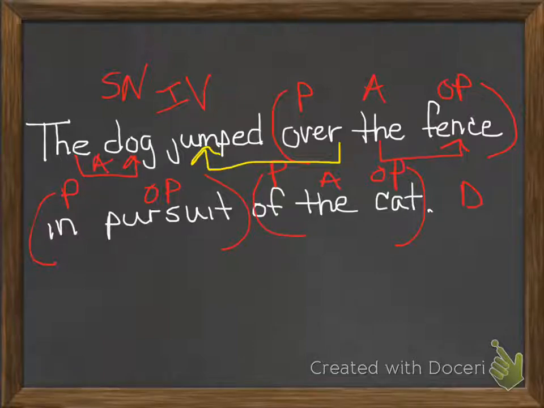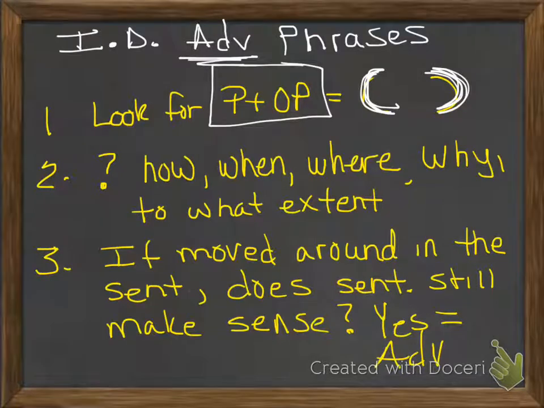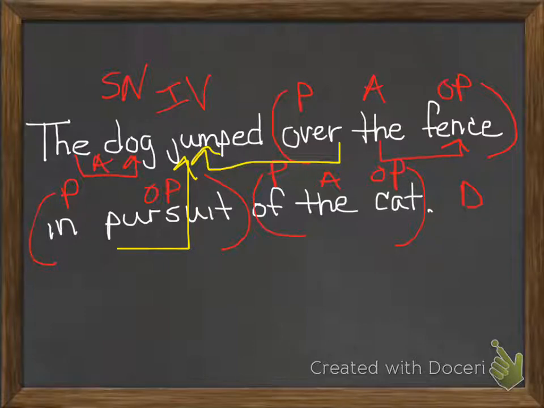Why did he jump? He was in pursuit. Okay? And what was he in pursuit of? How was he in pursuit? No. Where was he in pursuit? No. Let's go back and look. Why was he in pursuit? He was in pursuit of the cat. That tells us why he was in pursuit, and it's modifying this phrase.